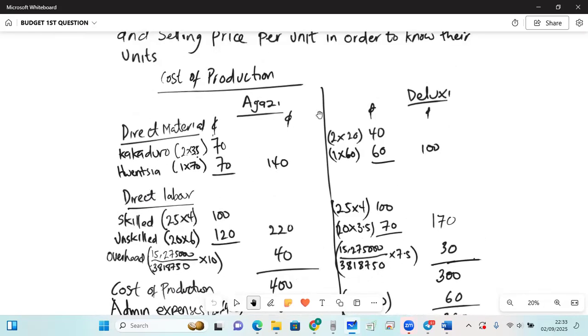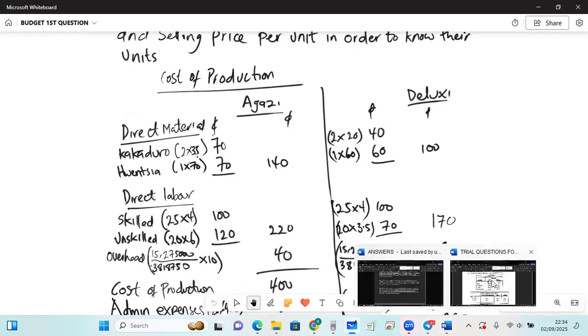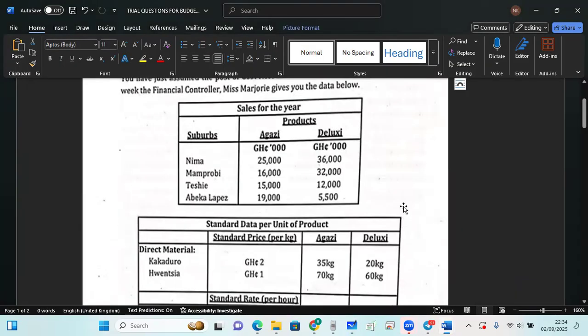Now, that's for agazi. When we go to the luxury as well, 2 cedis, I'll be sending this question into the Telegram group, a Telegram channel also, so that you can be watching and following this. It costs 2 cedis, and then we use 20 kilograms of kakadro to produce the luxury. So 2 times 20 is what? 40. Let me open this side.